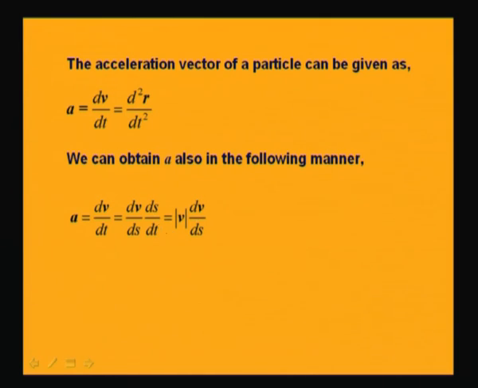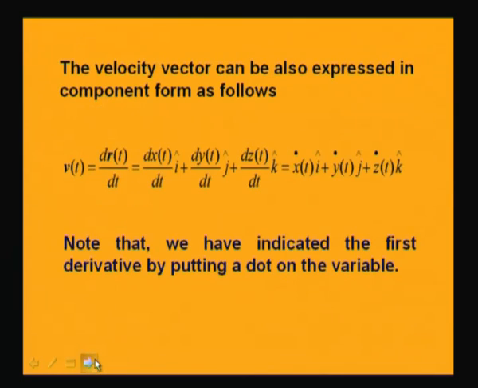We can write a is equal to dv by dt, again dv by ds into ds by dt. ds by dt is nothing but the magnitude of the velocity, which is speed. So, this is the magnitude of the velocity into dv by ds. Now, since the velocity is a vector, it can be expressed in component form also very easily. v of t is equal to dr of t by dt, the rate of change of the position vector.